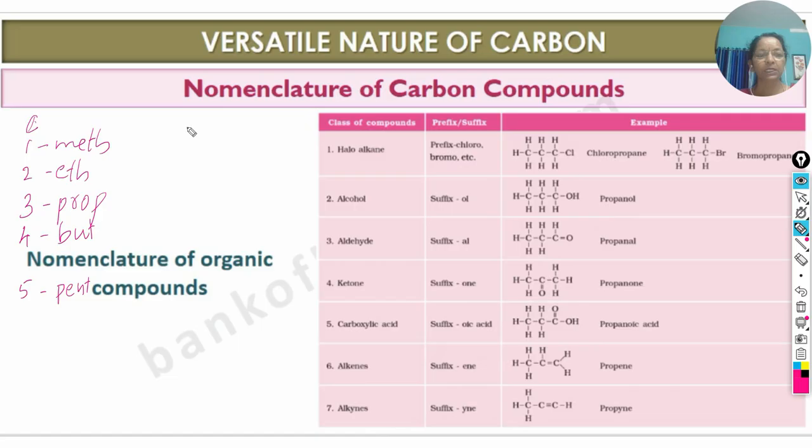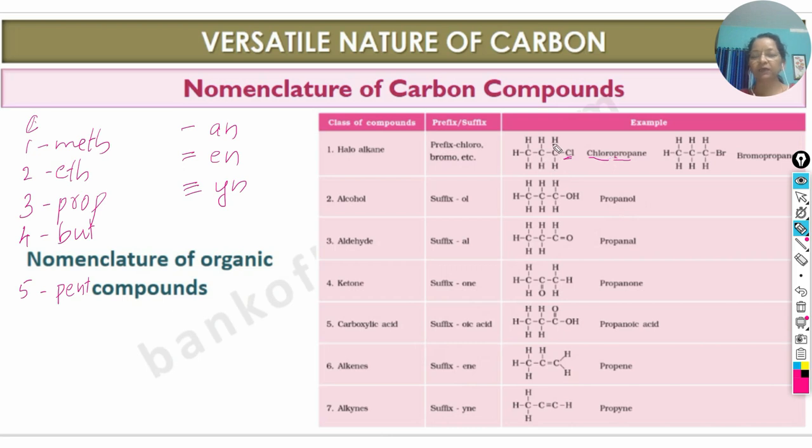Then if there is a single bond only, an. If a double bond is there, en. If a triple bond is there, yn. This is what you have to keep in mind first. So when you get a compound, first we count the number of carbons. It is 3, so we write prop. Then we check for functional groups. There is a chloro group present here, so we add chloro.